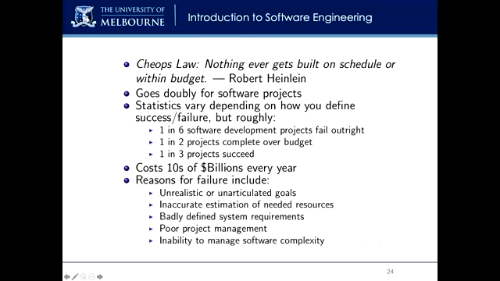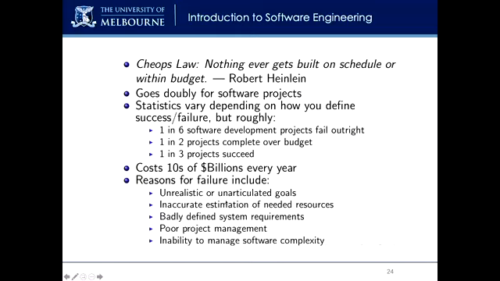So according to these statistics anyway, 1 in 6 software development projects fail outright, so you don't actually meet the mark. I've seen quite a few software development projects fail, but I've never had one fail on me, thankfully. 1 in 2 projects complete late or go over budget, and going over budget is generally because your client will often change the spec halfway through the project, and that's very, very common. And 1 in 3 projects succeed, and failure costs obviously billions every year.